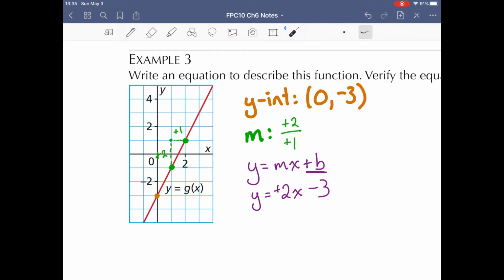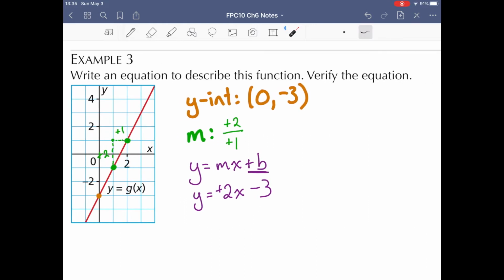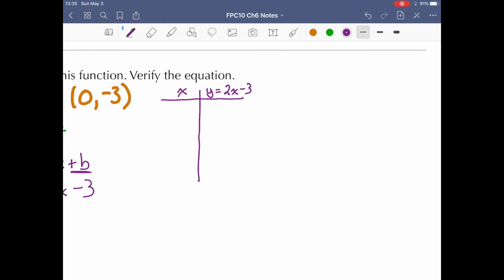Now let's verify this. To verify, what we're going to do is build a table of values. We're going to put in some values of x and determine our values of y such that we have 2x minus 3. Then we're going to check them on our graph. So we put 0 in for x. Then we're going to do 2 times 0 minus 3, which is 0. We're going to put 1 in for x. Then we do 2 times 1 minus 3, which is, oh, my goodness.